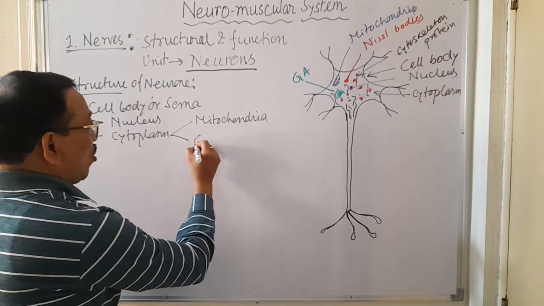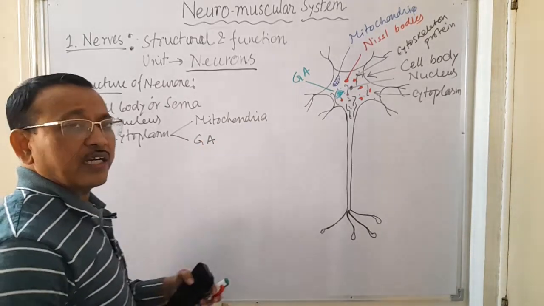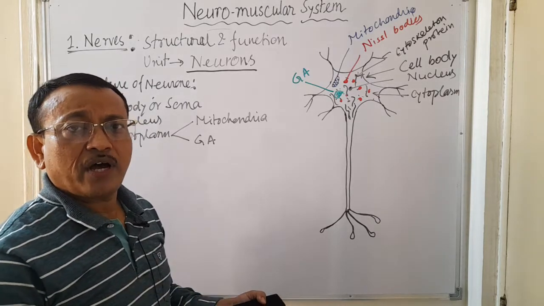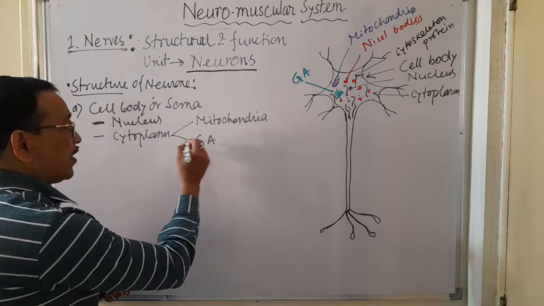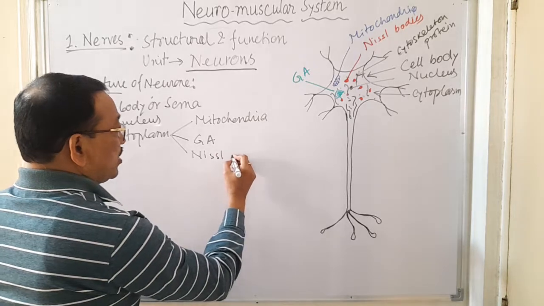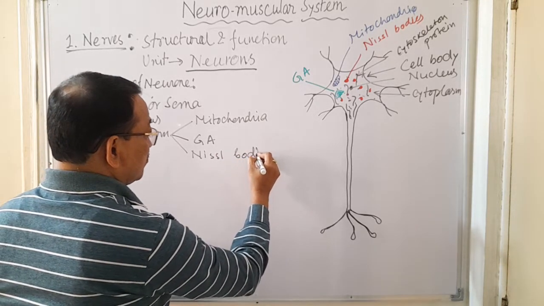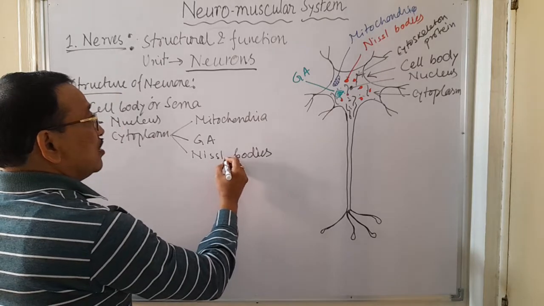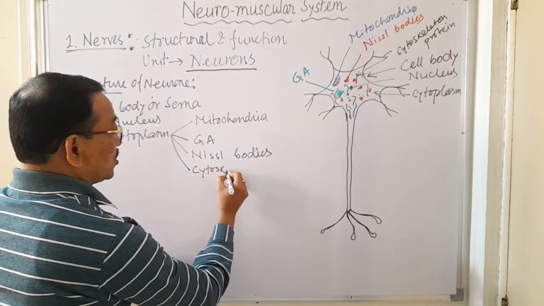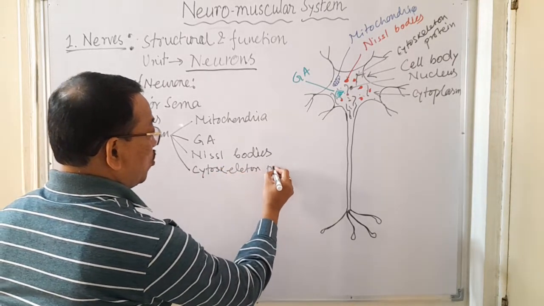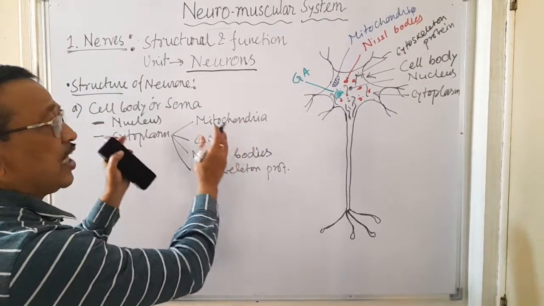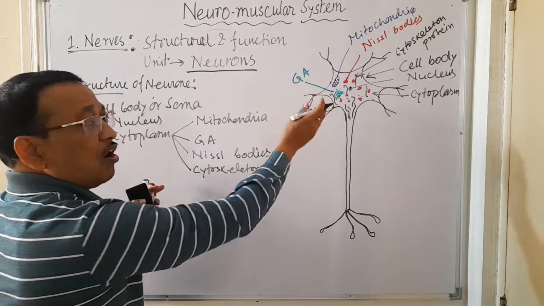This also contains the Golgi apparatus, and these are responsible for the protein synthesis in the form of the different neurotransmitters. So Golgi apparatus are also there. There are the Nissl bodies or Nissl granules. And finally, there are some cytoskeleton proteins. So these are the components of the cell body of the neuron or nerve fiber.